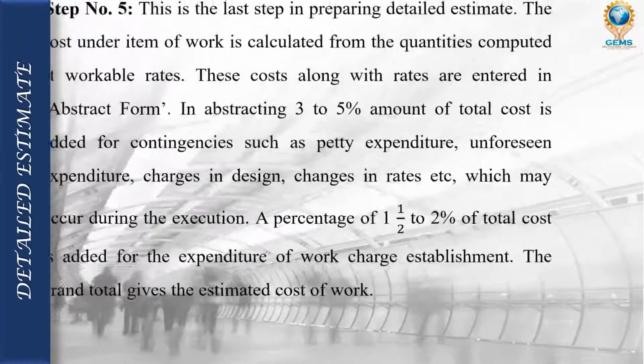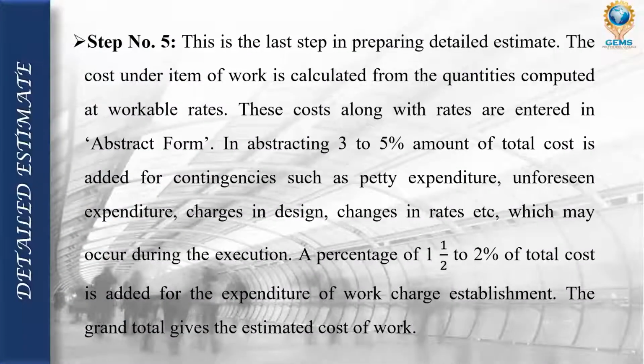Then the fifth one. This is the last step in preparing a detailed estimate: the cost under each item of work is calculated from the quantities computed, at workable rates. Through the previous steps we have found the quantities, and from them we calculate the cost of each item of work. This cost, along with the rates, we have to enter in the abstract form.